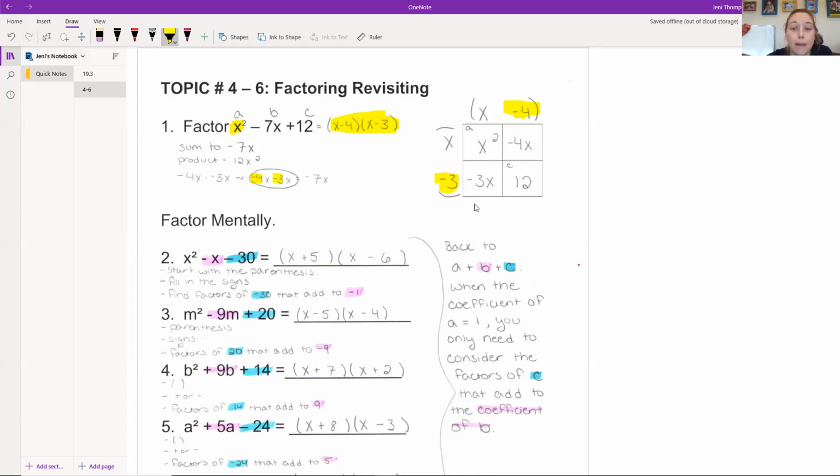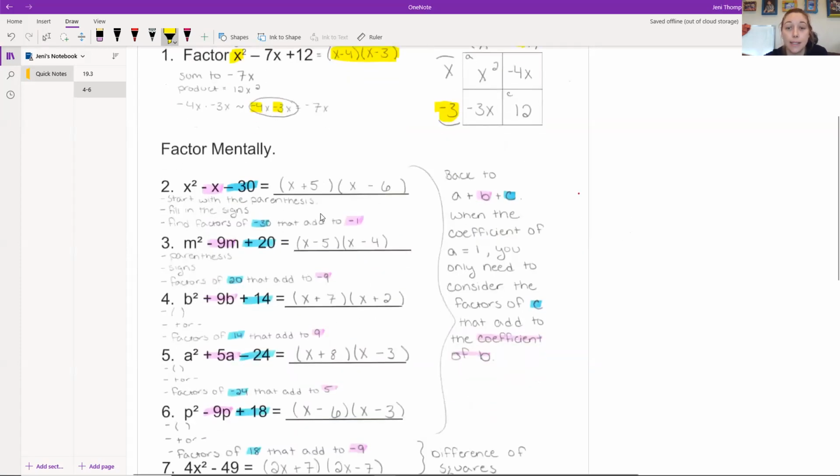So I've broken it down here into steps. So back to A plus B plus C. When the coefficient of A equals 1, you only need to consider the factors of C that add up to the coefficient of B. So first we start with the parentheses. And I like to fill in the signs first.